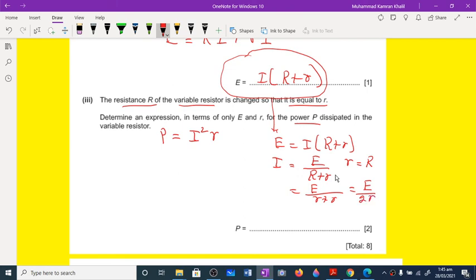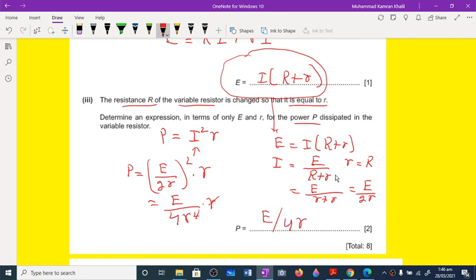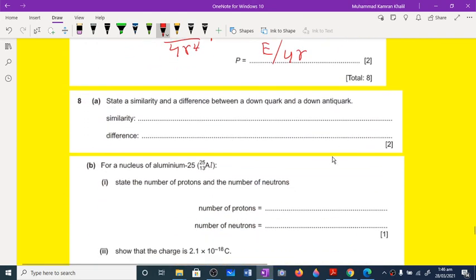Now this is the value of the current. So I will substitute this value over here. Power is equal to E over 2r whole squared into r. So E squared over 4r squared into r, and this r will cancel, so finally the power will be E squared upon 4r. So I hope that you have an understanding of all these steps, and it will make your work very easy. Now the last question.